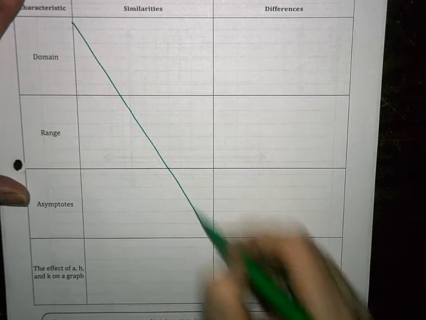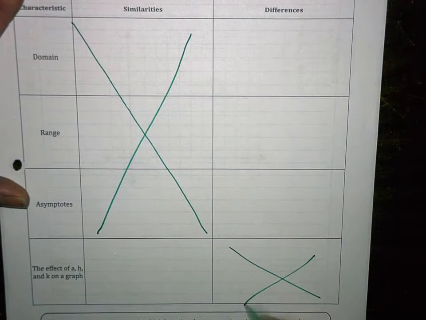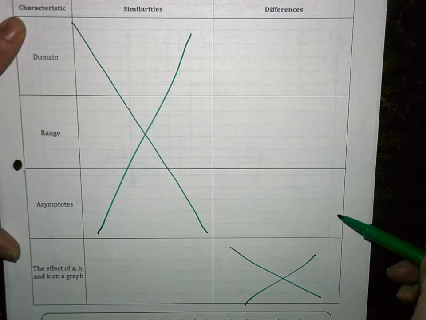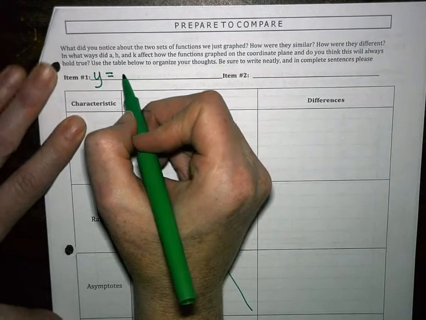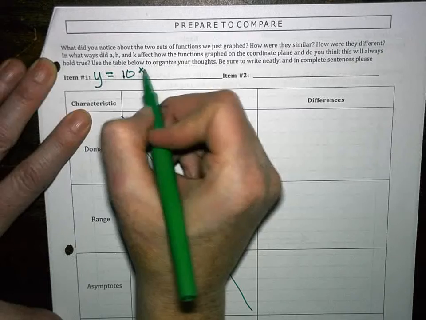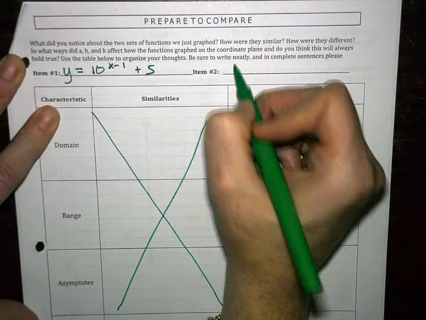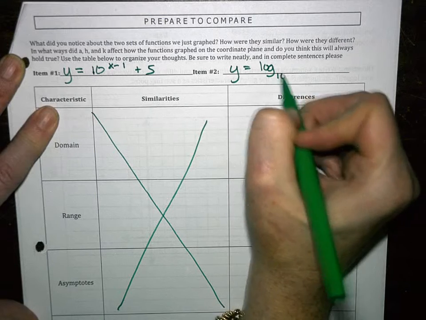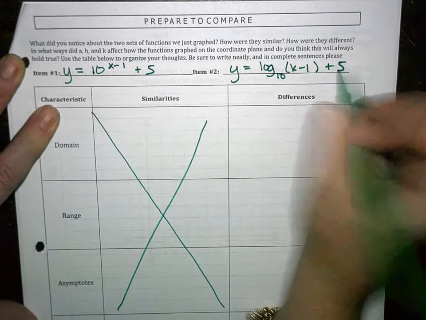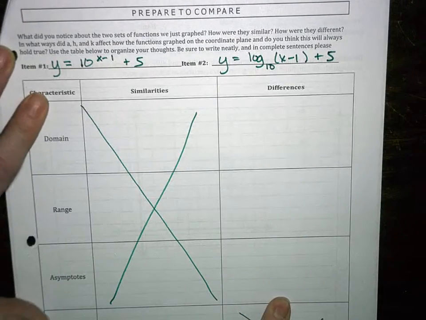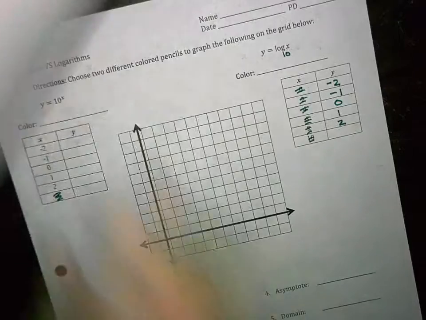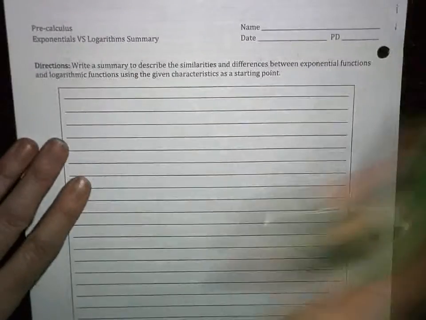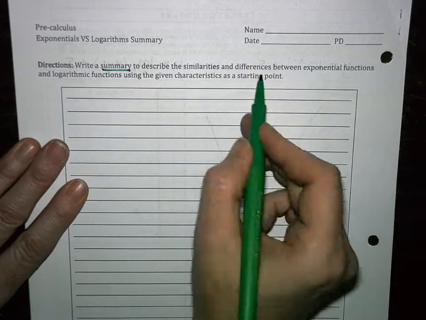Then you're going to look at this sheet, and I want you to cross this out. It makes it easier. And this. And I want you to just jot down the differences of the domain, the range, and the asymptotes between y equals 10 to the x minus 1 plus 5, the graph you just did, and y equals the log base 10 of x minus 1 plus 5. Okay, those are item 1 and item 2. Show how they're different, how they're the same. Then, once you've got these facts down, just write the facts.